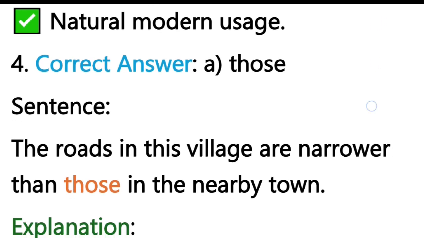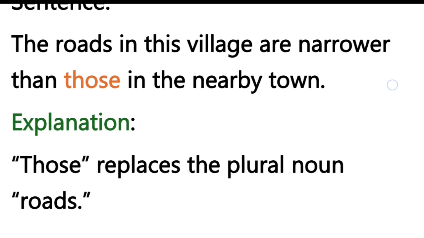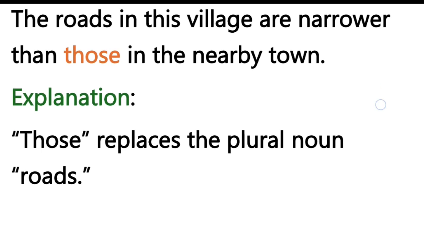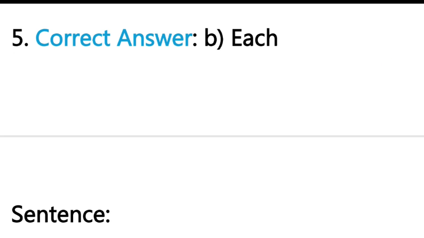We have question number 4, which says, the roads in this village are narrower than dash in the nearby town. Answer will be, the roads in this village are narrower than those in the nearby town. Remember, we have used those because the roads we are talking about are far from us. In some other town, these roads are, and they are many in number. That's why we have used the plural those. Those replaces the plural noun roads.